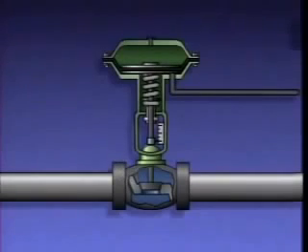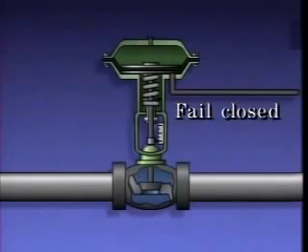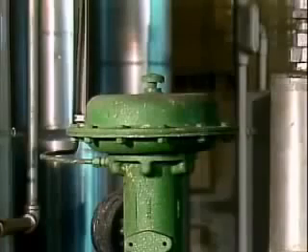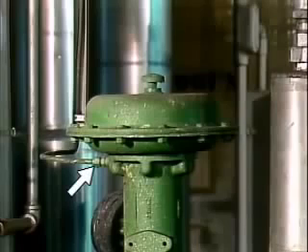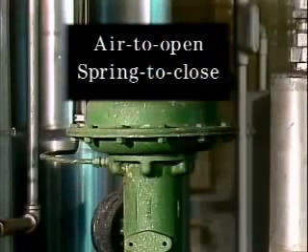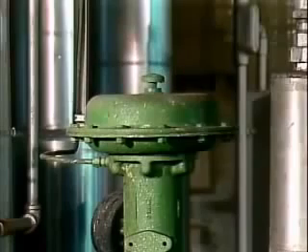A control valve using this kind of actuator is said to fail closed because if air pressure is lost, the spring in the actuator will close the valve. A diaphragm actuator with an air line to only the lower chamber is typically an air-to-open, spring-to-close type, which causes a control valve to fail closed.